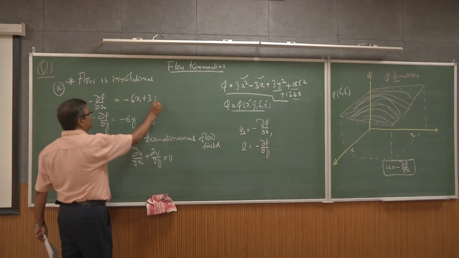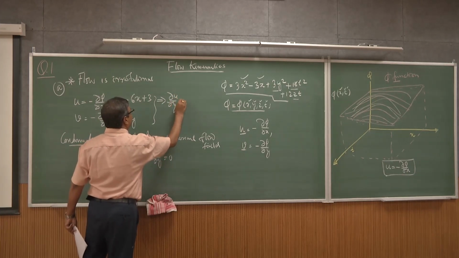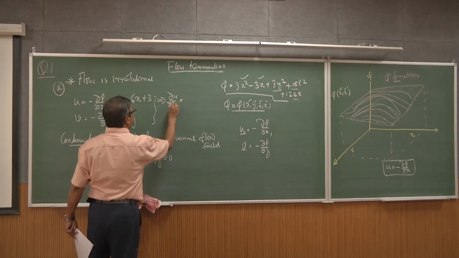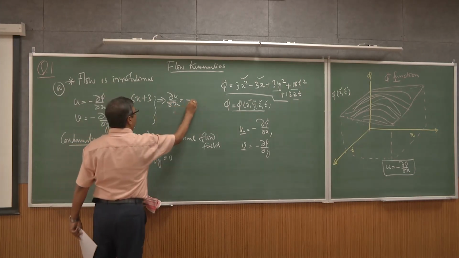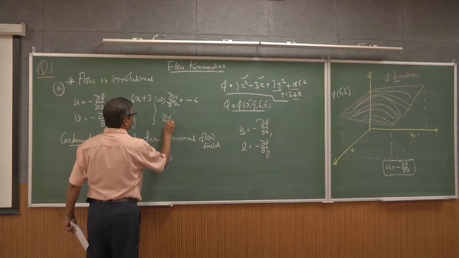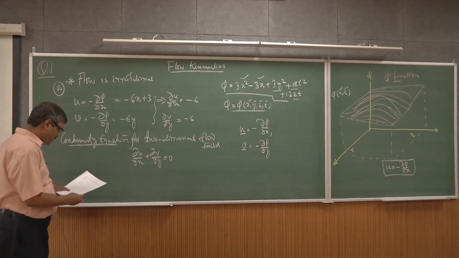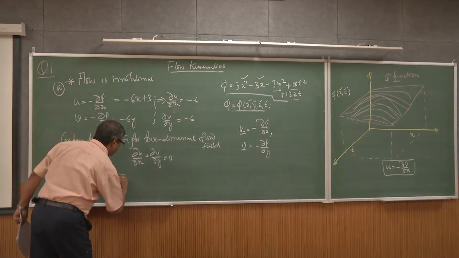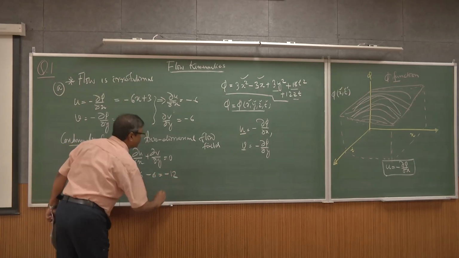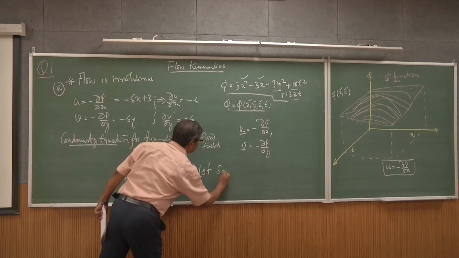Looking at this part, del u by del x gives minus 6. In a similar way, del v by del y will also give minus 6. Substituting these values, what do we get? Minus 6 plus minus 6 is minus 12. That means it is not satisfied.